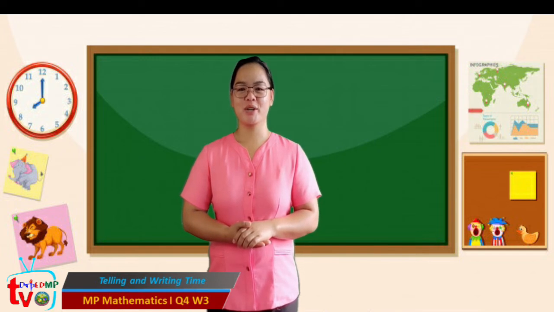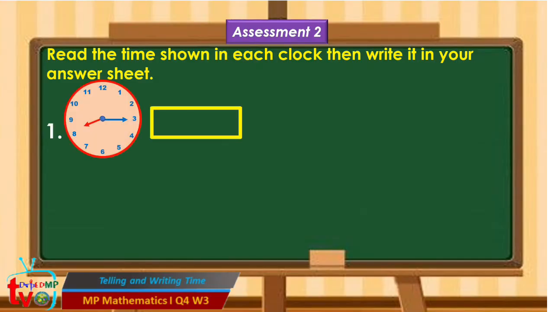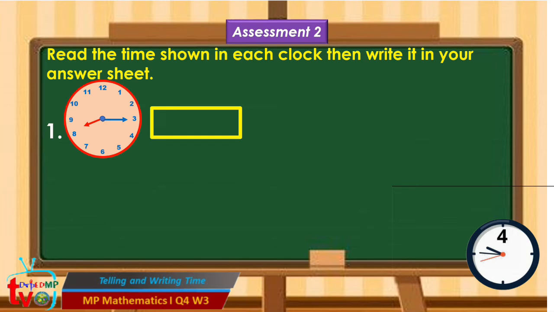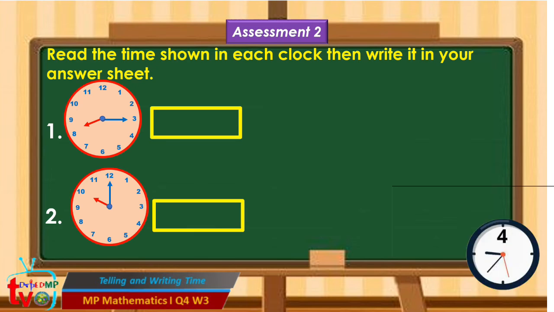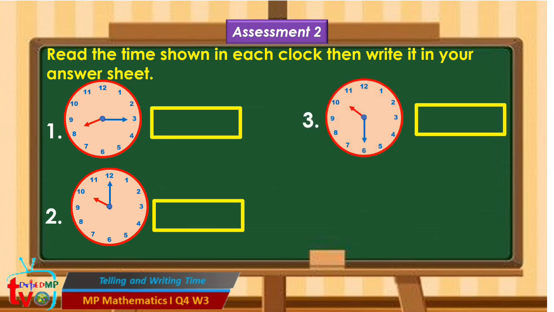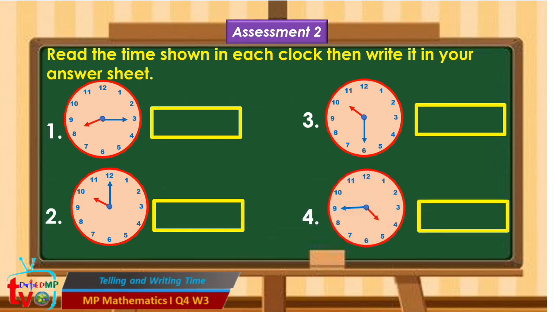Moving on, read the time shown in each clock. Then, write it in your answer sheet. Number 1. Number 2. Number 3. And number 4.